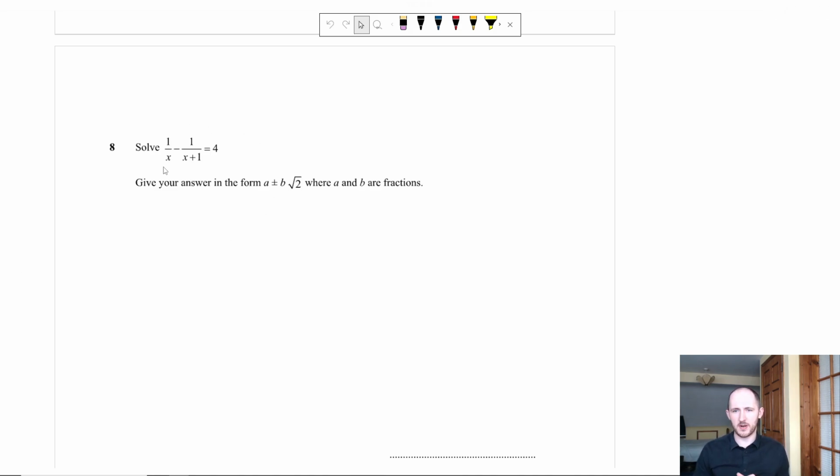So here we have solve 1 over x minus 1 over x plus 1 equals 4. And we need to give it in this third form. So what we're going to do, and by the way, since I can see this plus or minus, that means we're going to be using either completing the square or quadratic formula, just FYI.